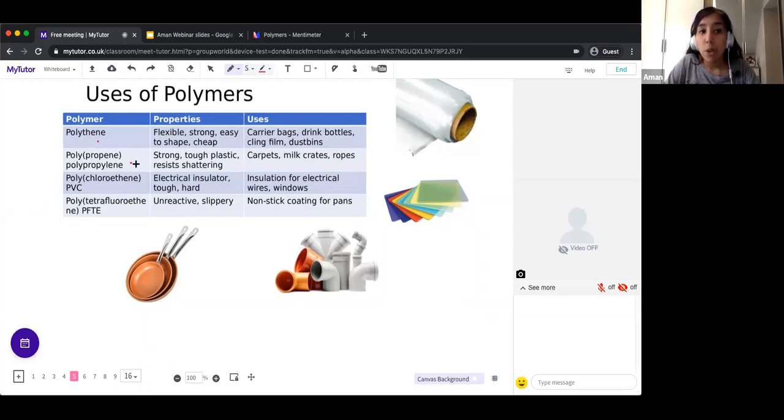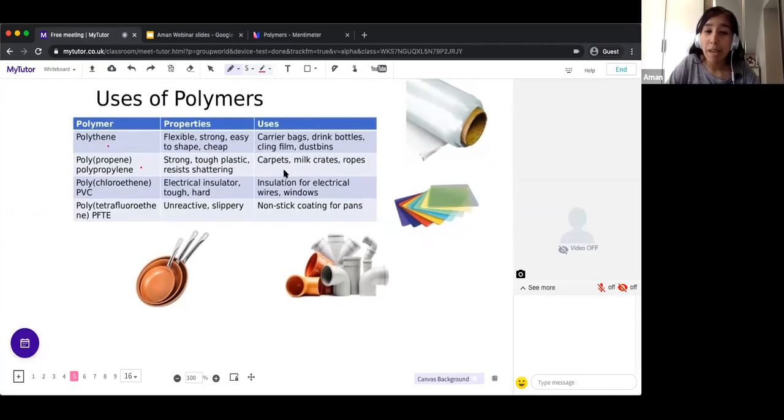Polypropene or polypropylene, which is another name for it, tends to be a bit tougher. So things like ropes, milk crates, and carpets, which is probably a bit surprising, but some carpet fibers are made from plastics. Someone saying bad for the environment. Yep, excellent. We're going to get onto that in the next slide.